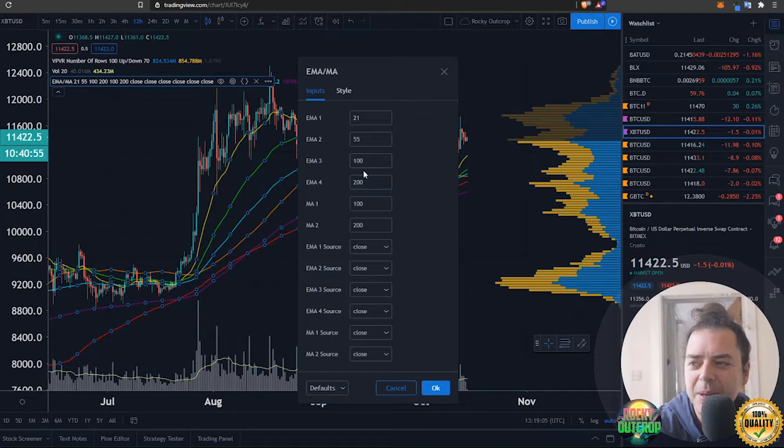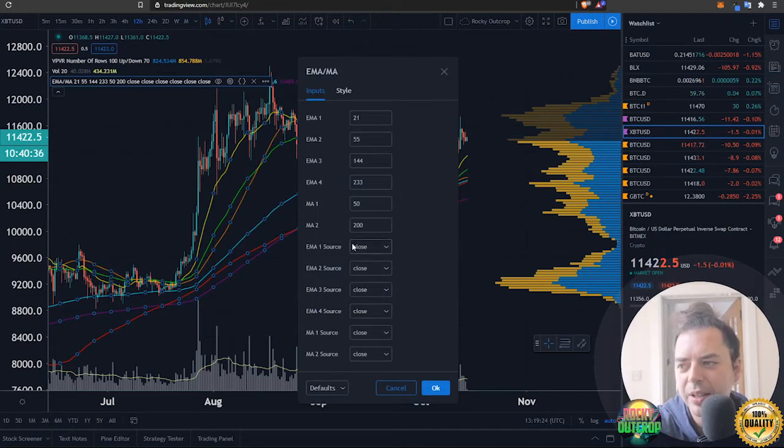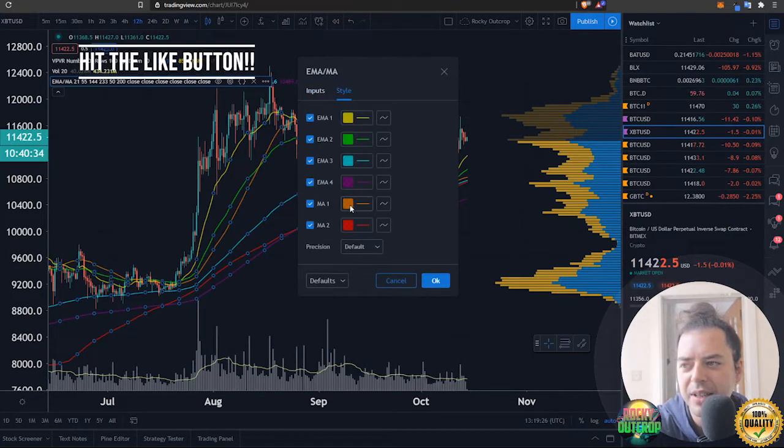What he likes to use is 21, 55, 100, 200 for the exponential moving averages, and then he has it set up here with 100 and 200 on the simple moving averages. I'm going to just adjust this here to what I usually use myself. So that's 144, 233, 50, and 200. And then I'm going to change the style of these things so that they're slightly more visible.